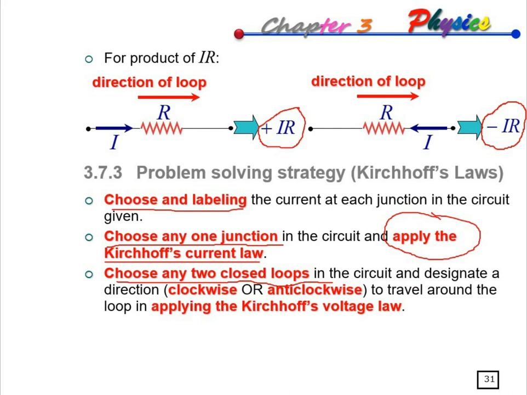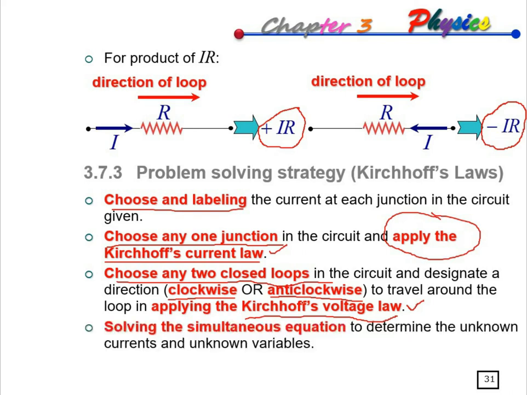The third one: choose any two closed loops in the circuit and designate a direction, either clockwise or anti-clockwise, it doesn't matter, and apply the Kirchhoff voltage law. So the first applies the Kirchhoff current law and the second applies the Kirchhoff voltage law. Then we can have the analysis of the circuit. And the last one, solving the simultaneous equations to determine the unknown currents or unknown variables that we need to determine.